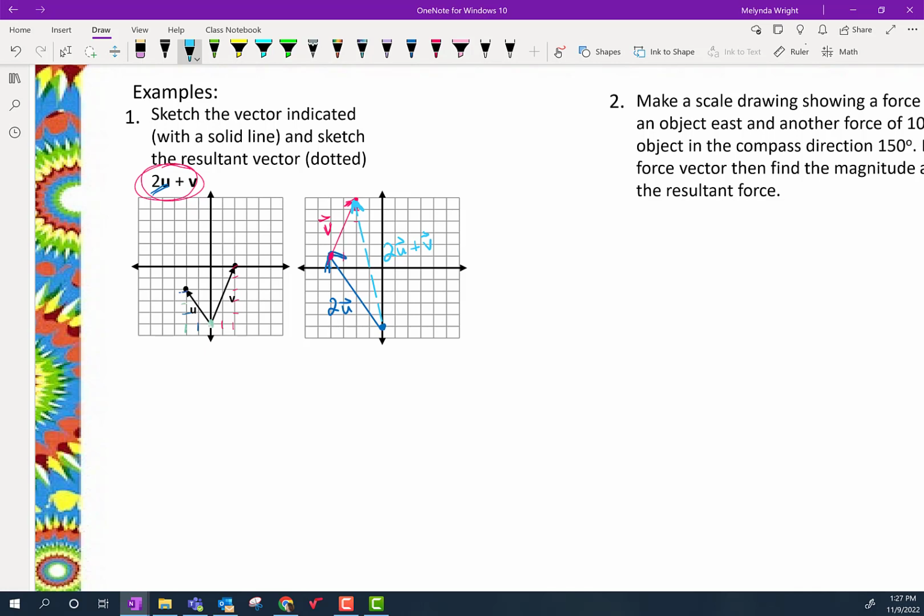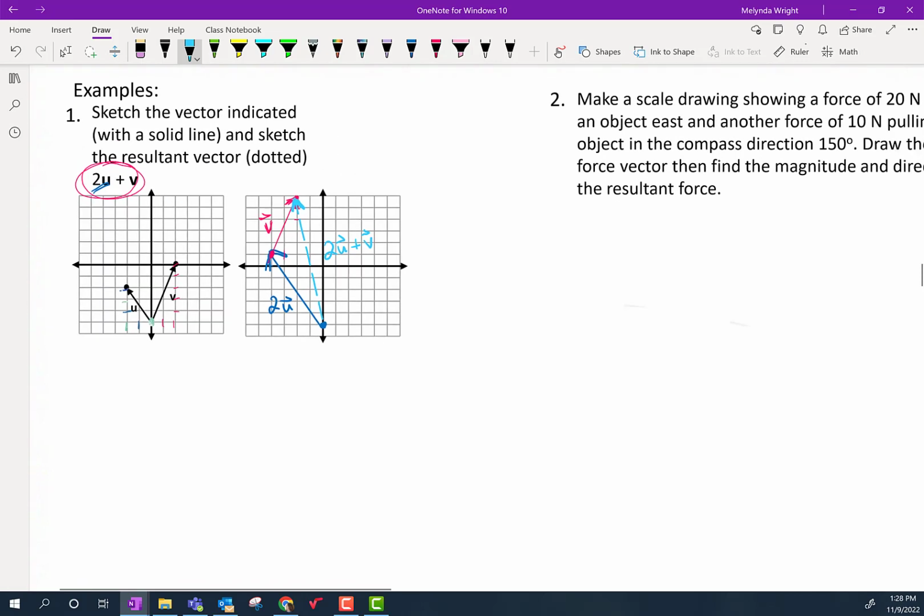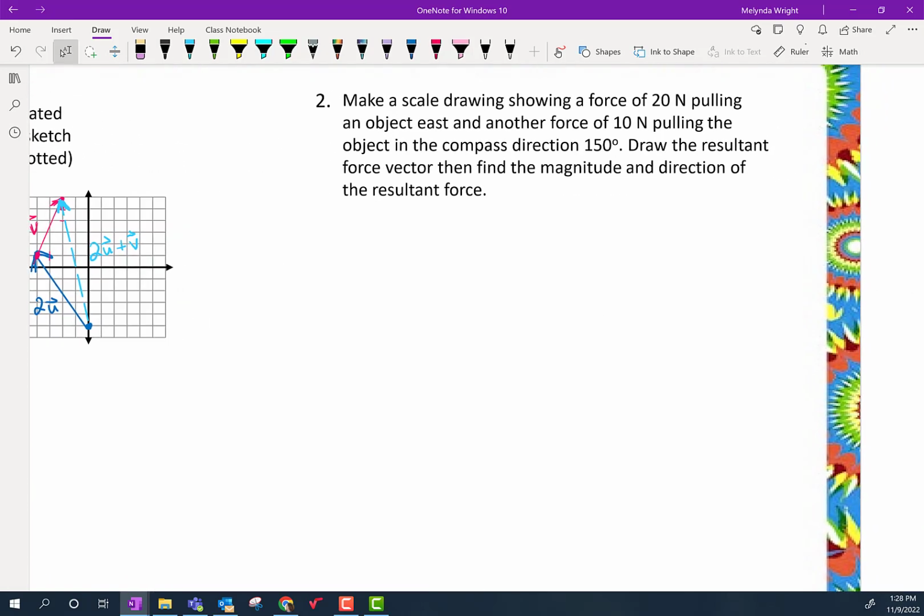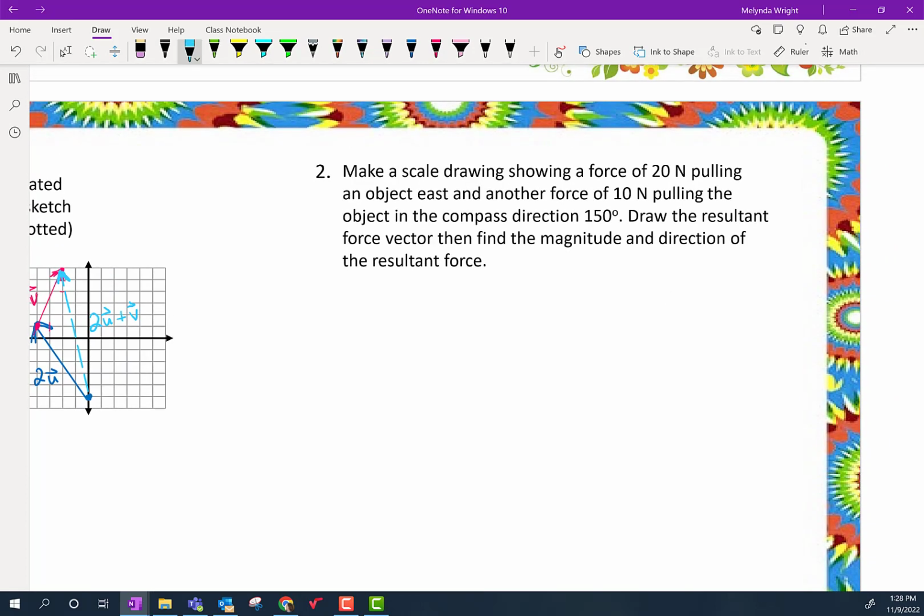Okay, so let's look at number 2. So we're going to do a scale drawing showing a force of 20 newtons. Now that N means newtons. Maybe you remember it from physics, maybe you don't. That's a measurement of force. They're wanting us to make a scale drawing showing a force of 20 newtons pulling an object east and another force of 10 newtons pulling the object in the compass direction 150 degrees. Draw the resultant force vector and then find magnitude and direction.